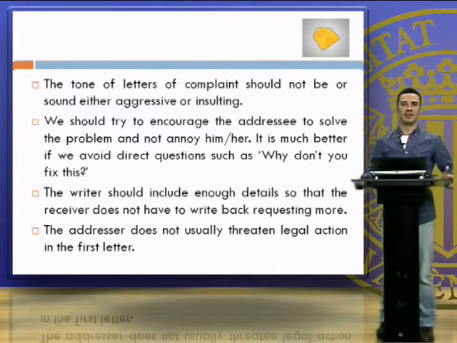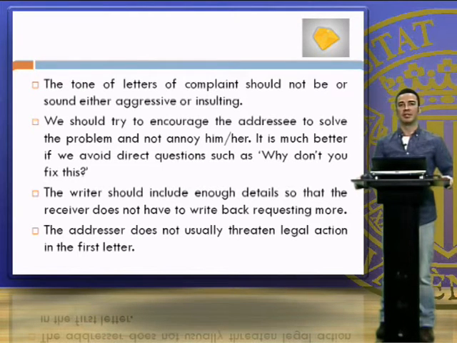The tone of letters of complaint should not be or sound either aggressive or insulting. We should try to encourage the addressee to solve the problem and not annoy him or her. It is much better if we avoid direct questions such as, "Why don't you fix this?" That could sound a bit rude.